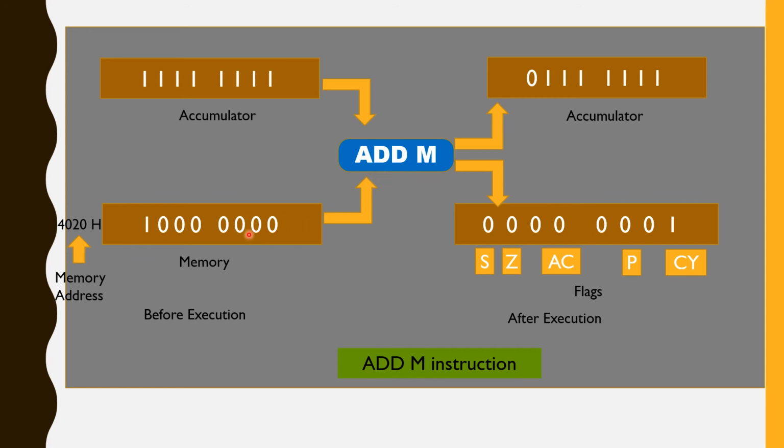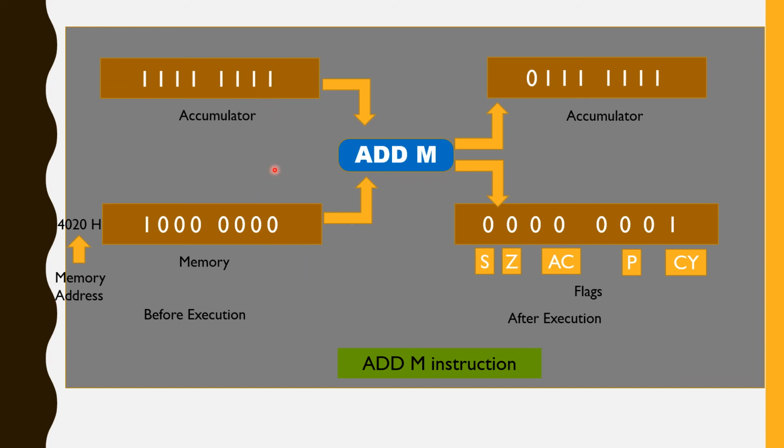Now ADD M means the memory contents are given here, and the memory address is 4020. My accumulator contents are FF. FF means 15, 15, that is, all ones are there. So FF in hexadecimal notation I converted into binary, that is all ones. And the memory address is 4020, which is located in the HL pair. So 4020 is specified by the HL pair, and the contents are 8 and 0, that is 1000 and 4 zeros, that is 80 in hexadecimal notation.